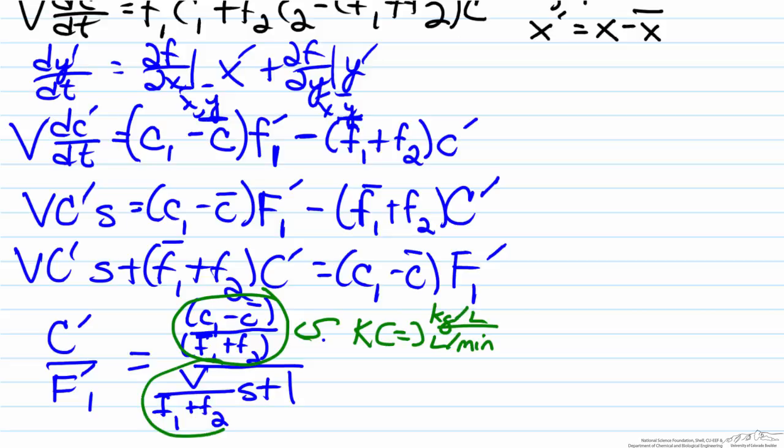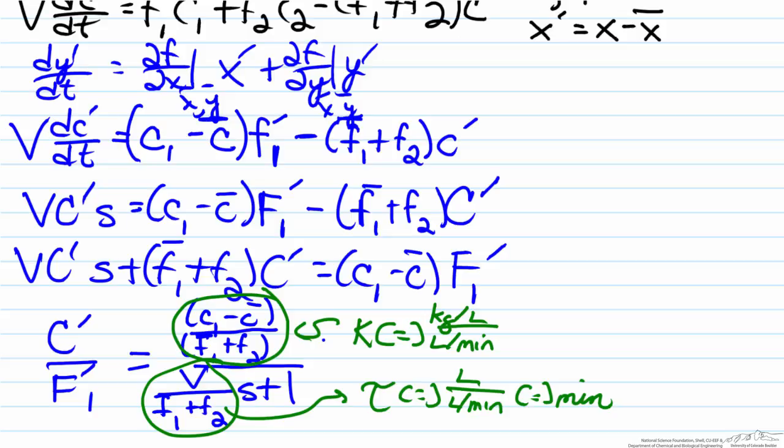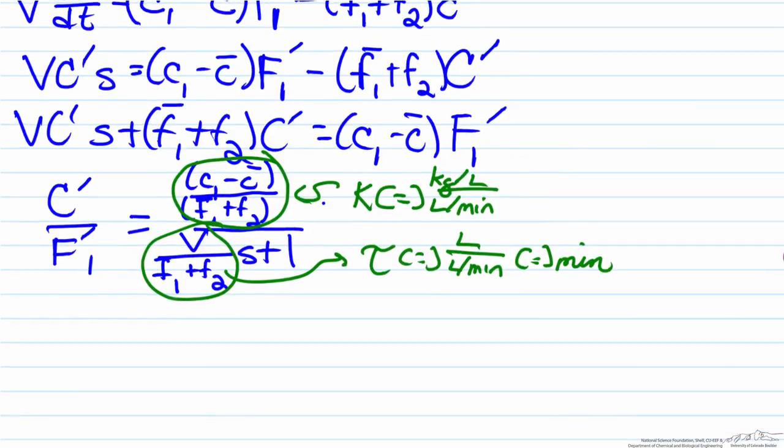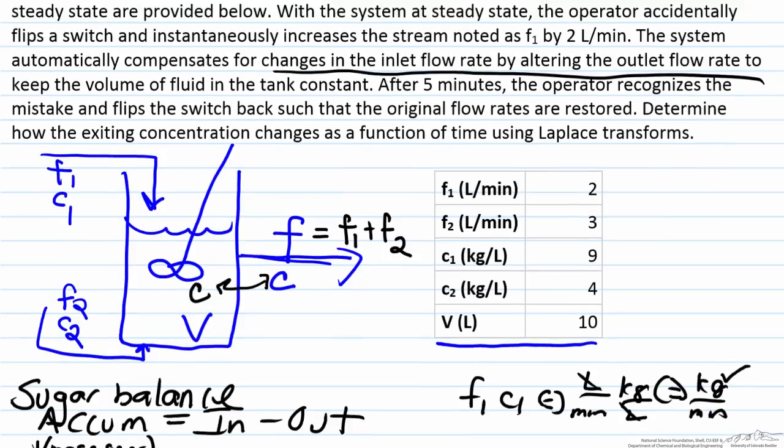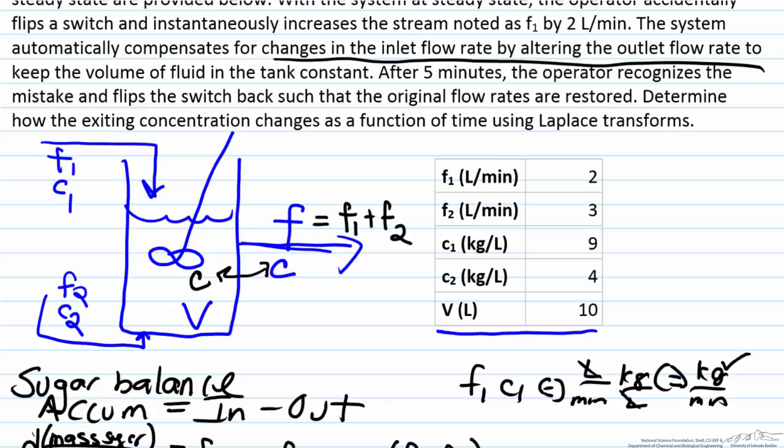This is our value for the time constant, where tau has units of minutes. Next, we'll evaluate the value of the gain in the time constant. So we'll have to go back to the information we had at the beginning of the problem. If we look at what we had at the top, we have the values for F1, F2, C1. However, we do not have the value for C bar.